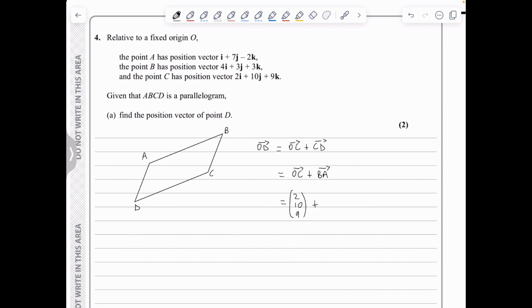So A is 1, 7, negative 2, and B is 4, 3, 3. And then we have 2 plus 1 minus 4 is negative 1. 10 plus 7 minus 3 is 14, and 9 minus 2 minus 3 is 4. So OD is minus 1, 14, 4.